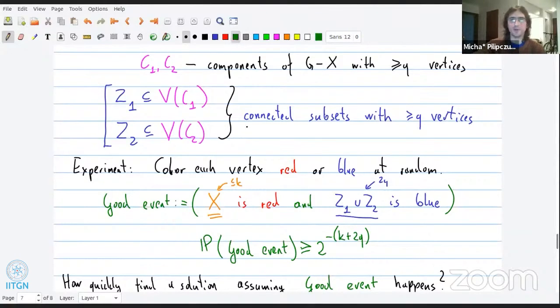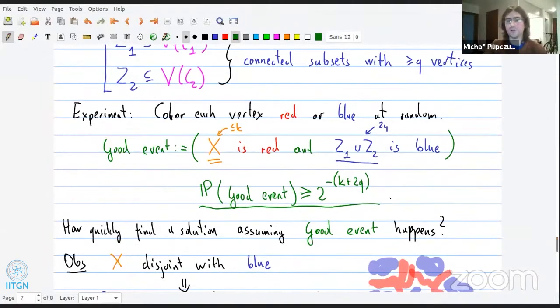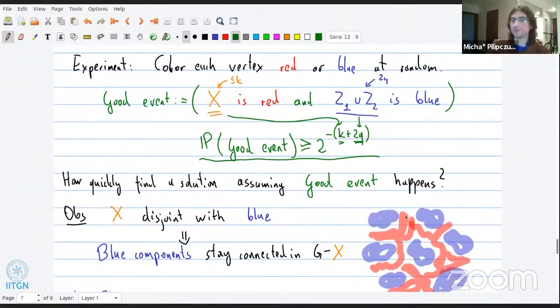So again, by the same reasoning, the probability that the good event happens is 1 over 2 power K plus 2Q, because this comes from this condition and this comes from this condition. Okay, so now by repeating that many times, 2 power K plus 2Q, and allowing for false negatives, we can assume that the good event happens. And now we are left with trying to find a solution, assuming the good event happens.